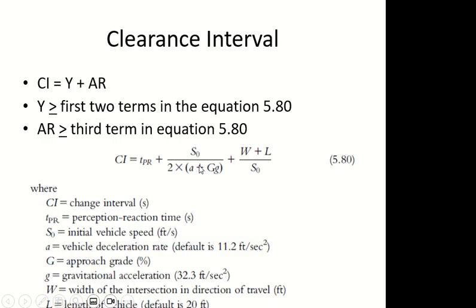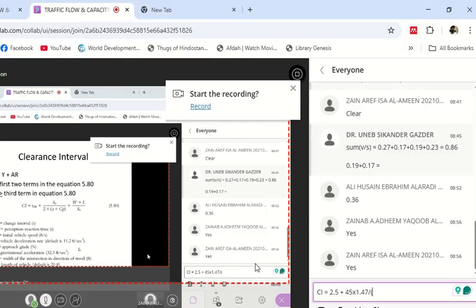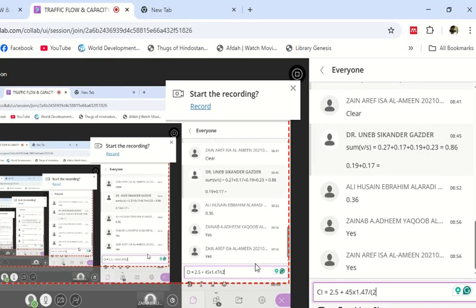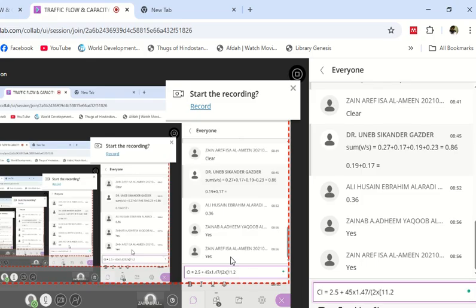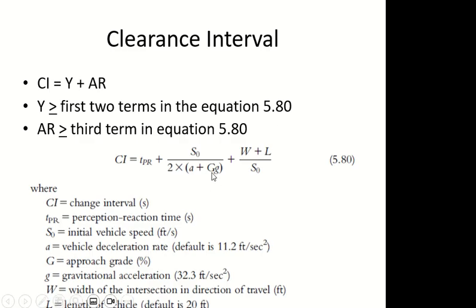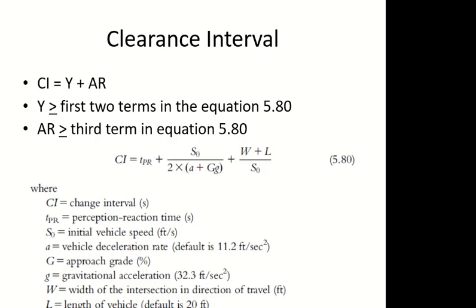Now S naught must be converted to feet per second, with a conversion factor of 1.47. This equation doesn't have a conversion factor for the deceleration term, so it is 2 multiplied by A, which is 11.2 standard. Because the gradient is 0, this term becomes 0. This is my yellow time, and then this is my all red time.